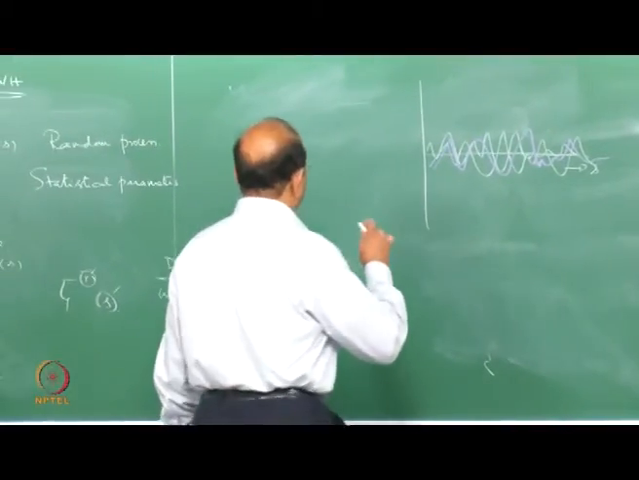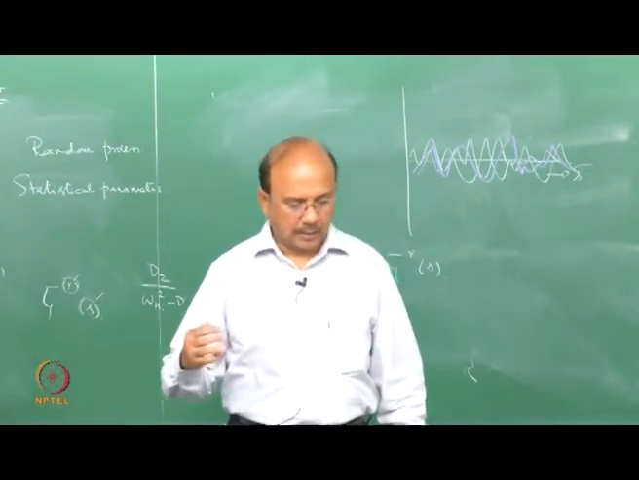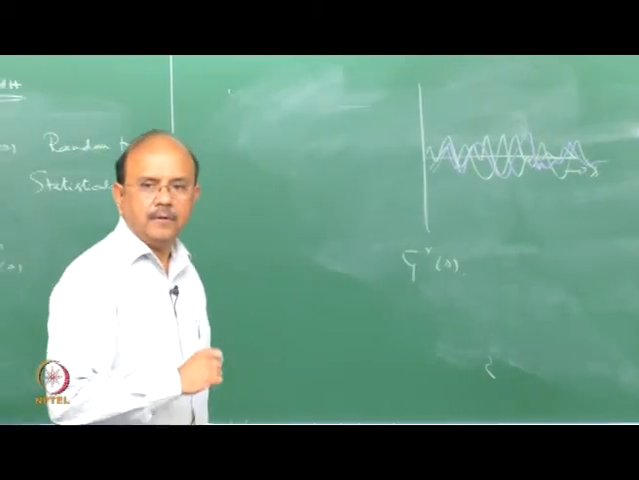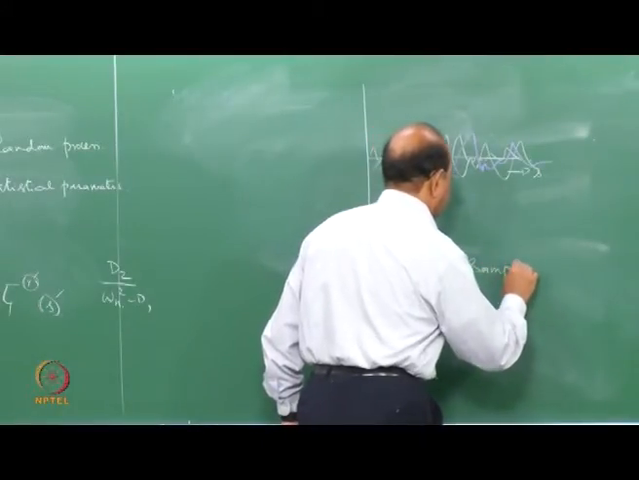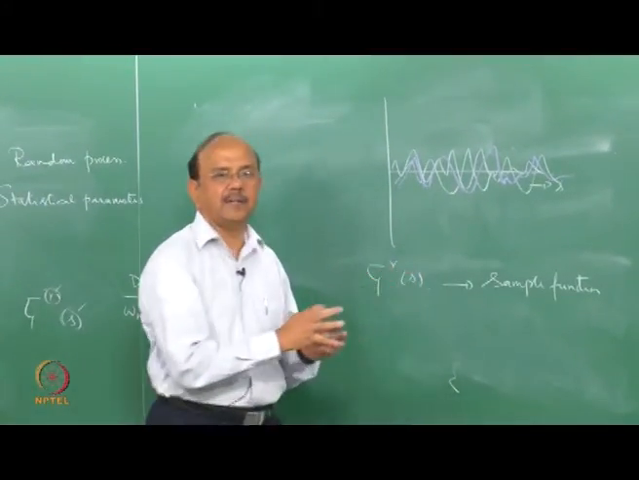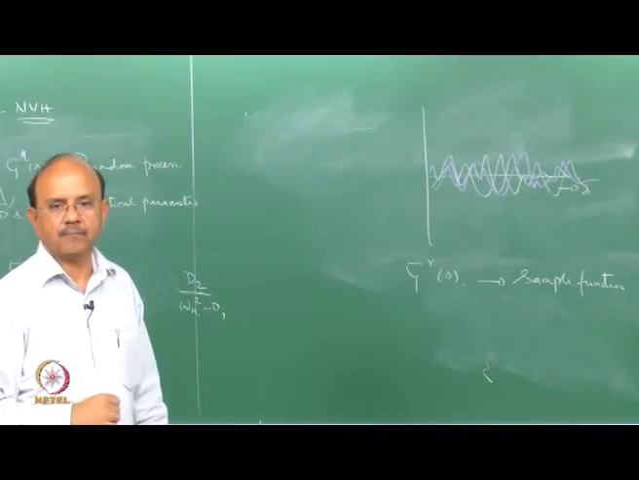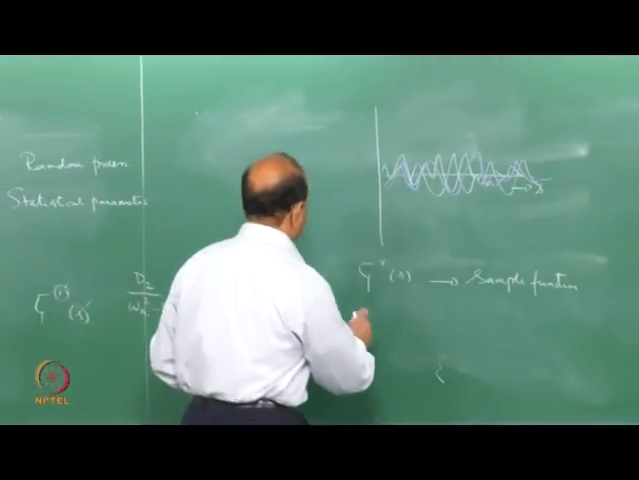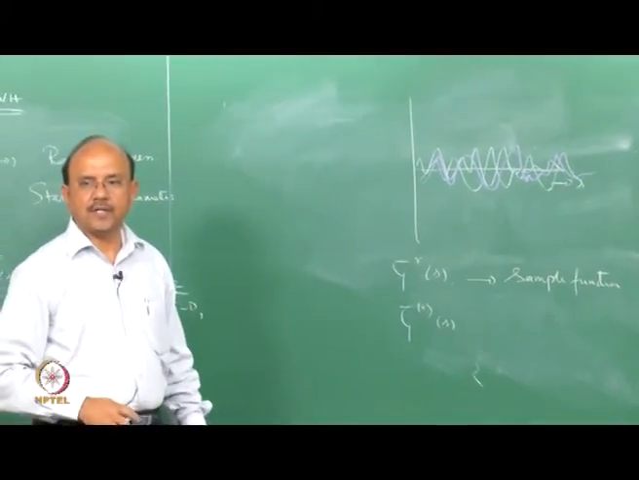So zeta r, where r is equal to 1, 2, and 3, is what is called the sample function. When I put this into a bracket r, that means it's the ensemble, all of them. Sometimes it is also called the realization of the sample function, or realization. The collection of all those r's is what is called the ensemble.